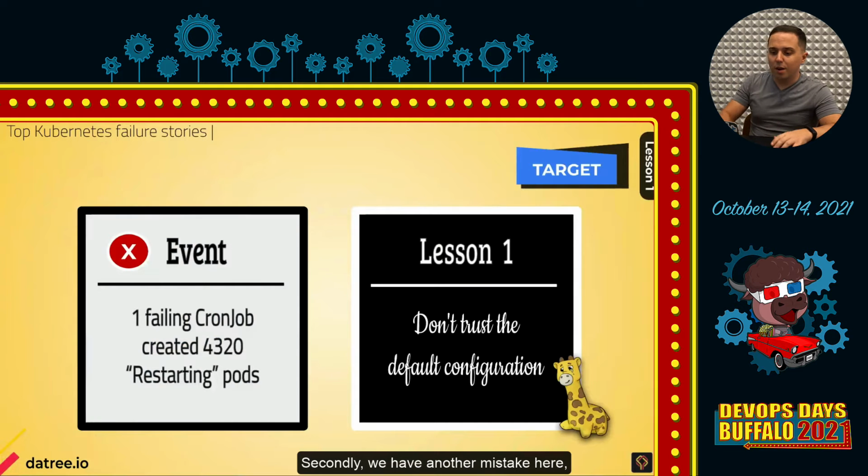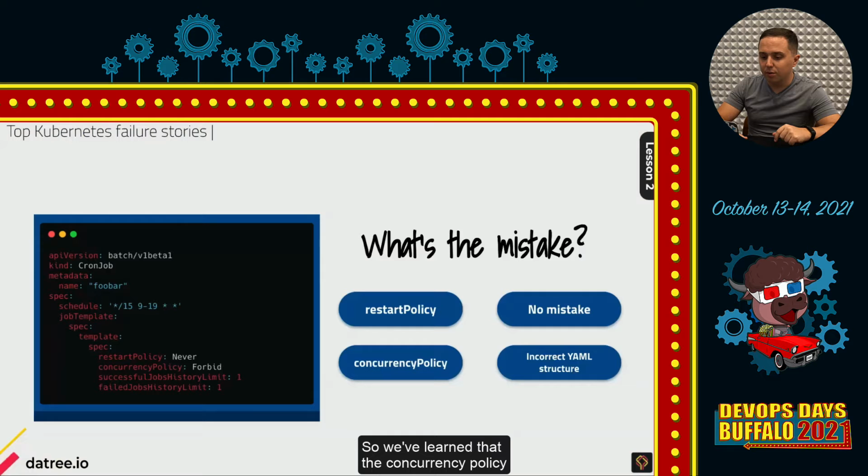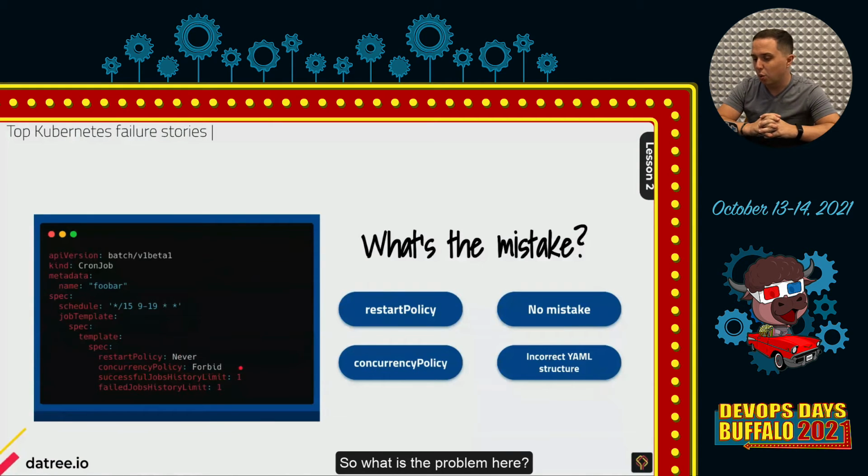Secondly, we have another mistake here, which is also related to cron job. We've learned that the concurrency policy in some cases should be set to forbid, and it is set this way here. So what is the problem here? Is it the restart policy? Maybe there is no mistake. Is it the concurrency policy? Or is it an incorrect YAML structure?